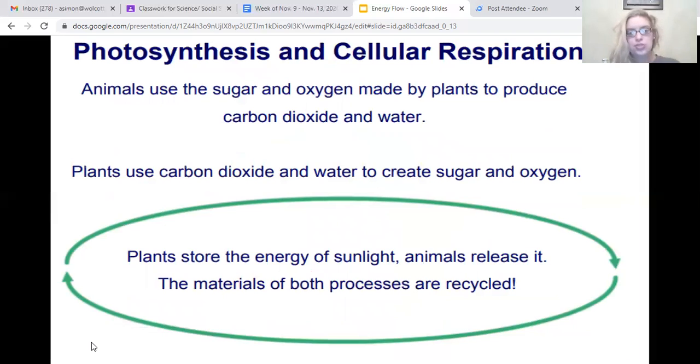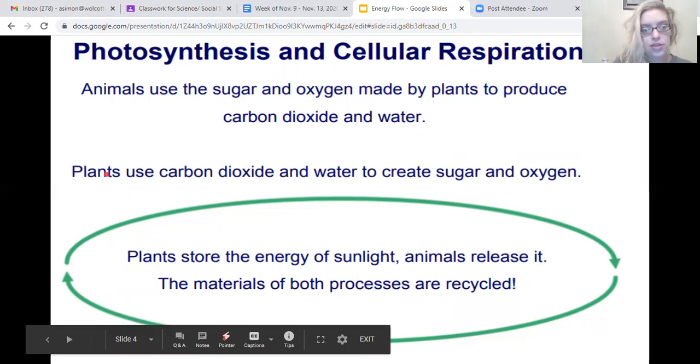Animals use the sugar and oxygen made by plants to make carbon dioxide and water. Then plants take that carbon dioxide and water and create sugar and oxygen, which the animals take in and then the plants put out. So it's one giant cycle, guys. Go ahead and add those two things to your notes, please.